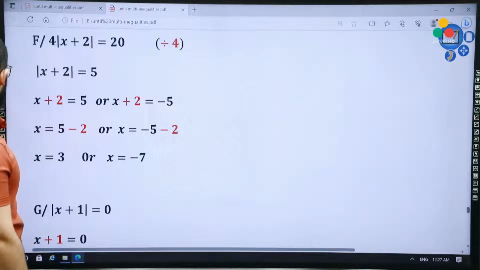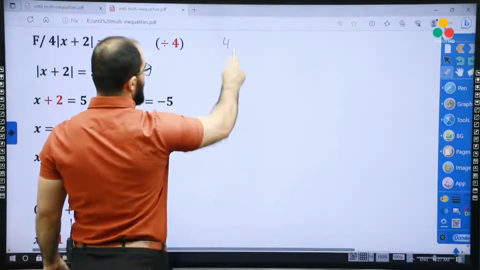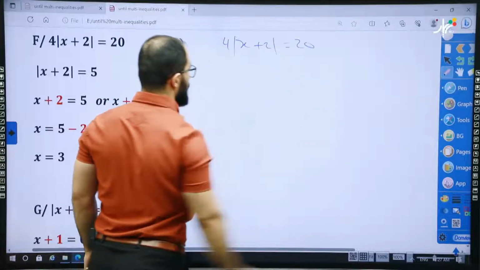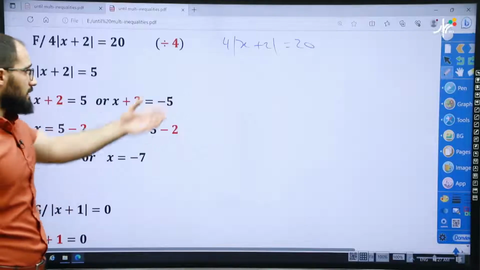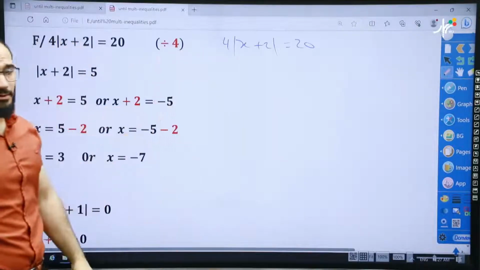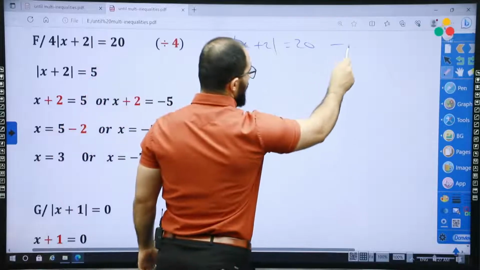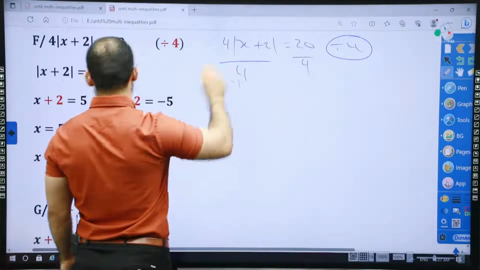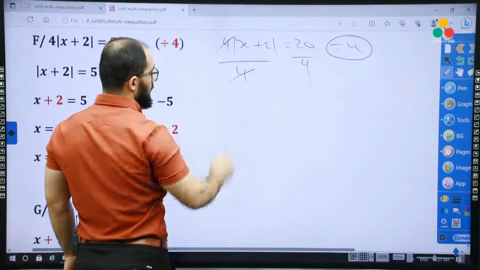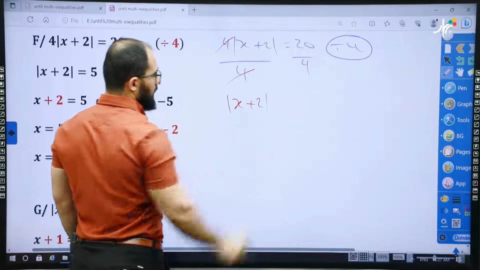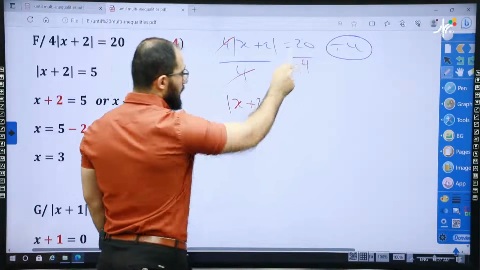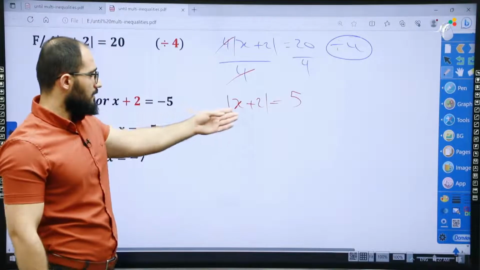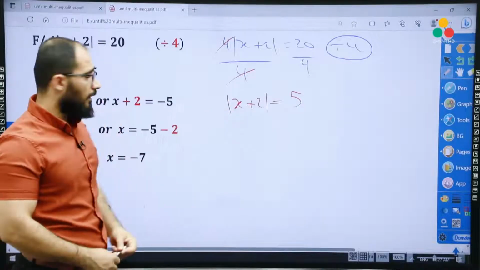Example F: we have 4 times the absolute value of x plus 2 is equal to 20. Then how to solve it? Because the 4 is outside the absolute value, we can divide both sides by 4. The 4 and 4 cancel. Then the absolute value of x plus 2 remains on the left side, equal to 20 divided by 4, which is 5.